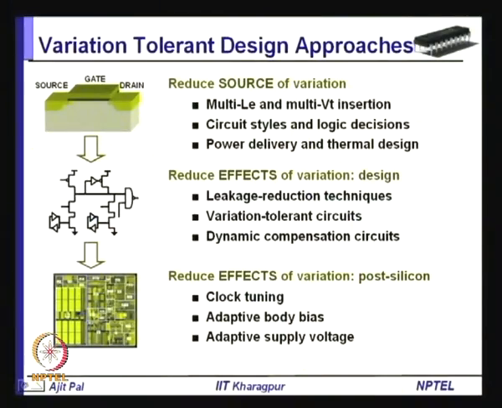And another way of doing it is based on post silicon. So, reduce effects of variation by using post silicon techniques, and there are several techniques which have been developed. Number one is clock tuning, also known as frequency binning. After the chips have been fabricated, you can distribute the dies into different frequency bins. That means some of the dies are slow, you can put them in a lower bin, some of the dies will be faster, you put them in a higher bin and mark them. Then you sell them accordingly.